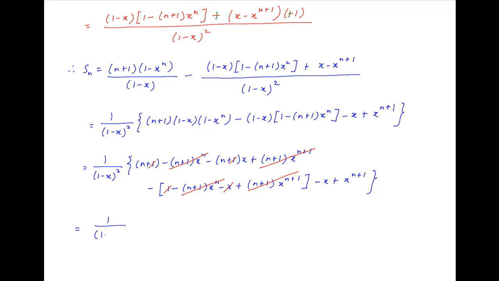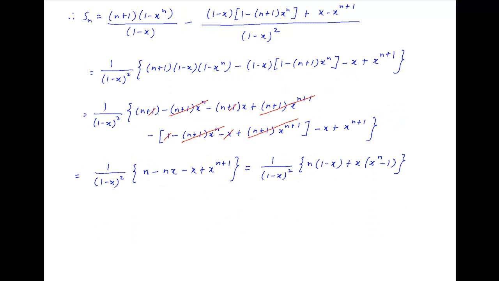And this whole expression simplifies to 1 upon (1 − x) whole square times [n − nx − x + x raised to the power n + 1]. And this can be rearranged as 1 upon (1 − x) whole square times [n times (1 − x) + x times (x raised to the power n − 1)]. And therefore, Sn is equal to n upon (1 − x) plus x times (x raised to the power n − 1) upon (1 − x) whole square. And this is the required answer.